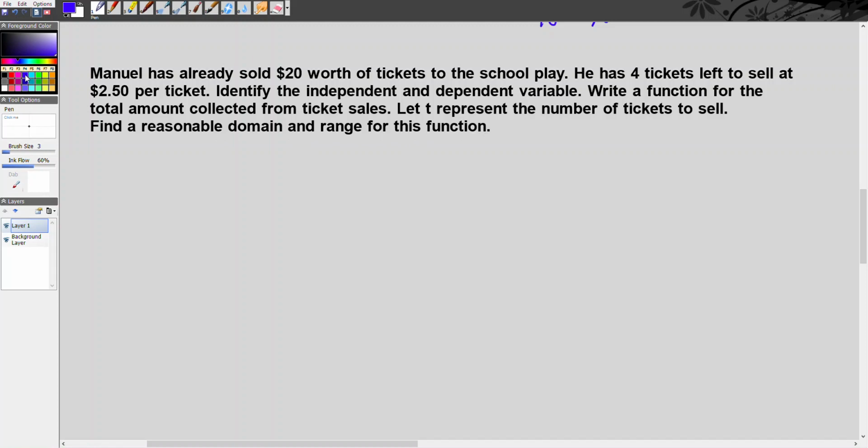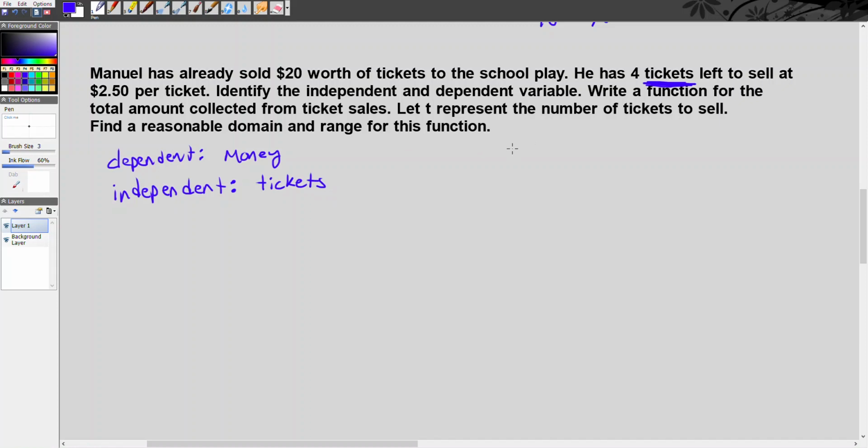So let's go ahead and take this one step at a time. First, it says identify the independent and dependent variable. So remember, you have to think here, okay, what depends on what? If you think about it, the amount of money that Manuel brings in depends on the number of tickets he ends up selling, right? So that means money depends on tickets. So the dependent variable would be money, and the independent variable, sorry if my handwriting's a little messy, would be the tickets.